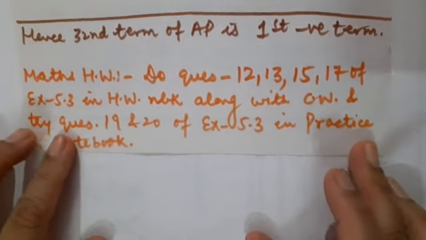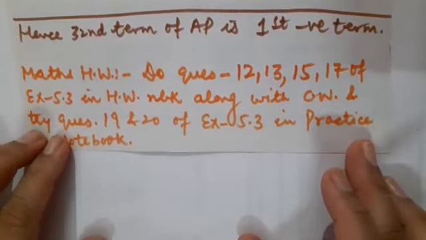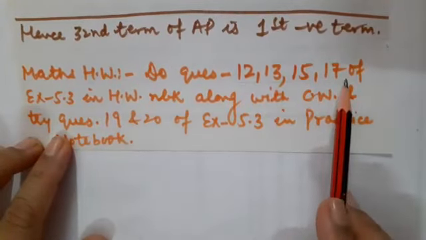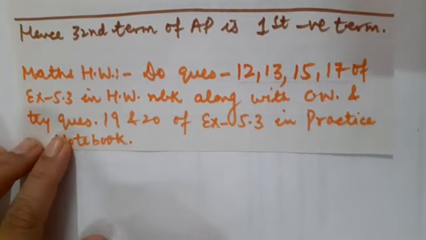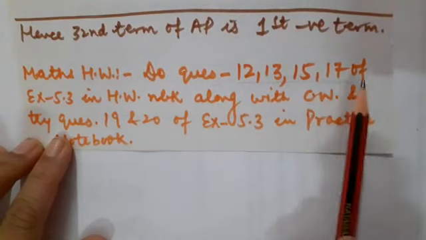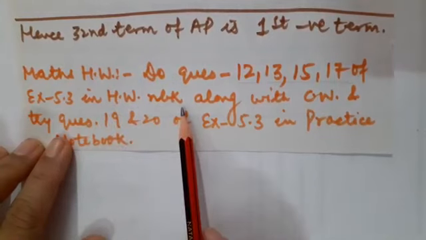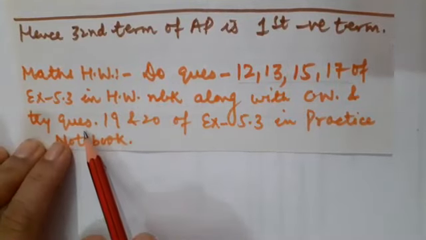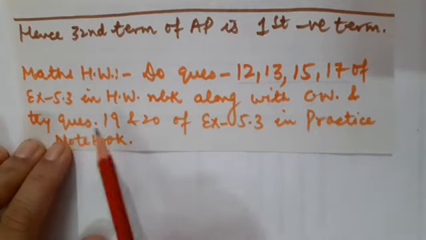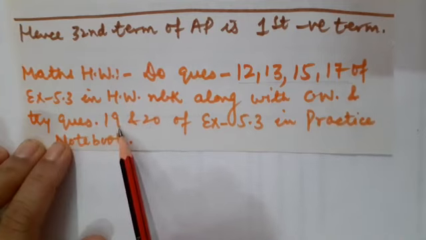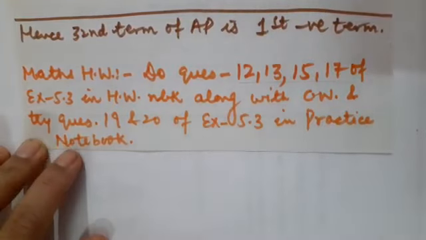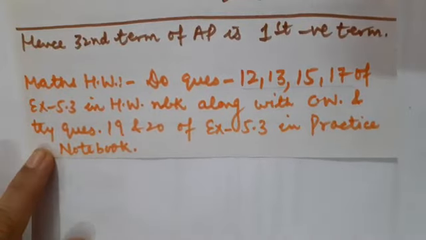Correct, student? So that's it for the day. Now this is the time to get mathematics homework. Please note down. Children, these are very easy questions which I am going to give you in homework. The toughest one I have covered. Please write down. Do questions 12, 13, 15 and 17 of exercise 5.3 in the homework notebook along with classwork questions. What are these classwork questions? Whatever I have covered in today's lecture. And you have to try 2 questions only. That is question number 19 and 20 of exercise 5.3 in the practice notebook. Correct, students? So that's it for the day.